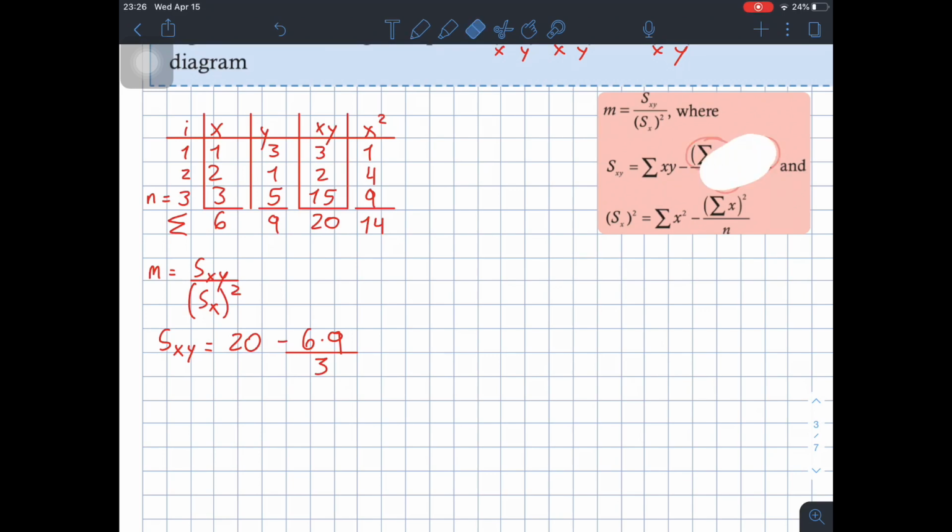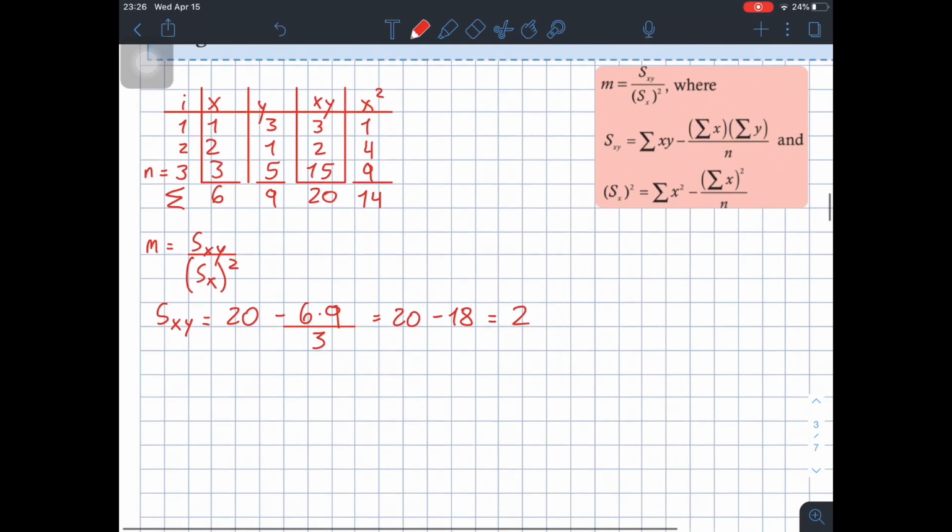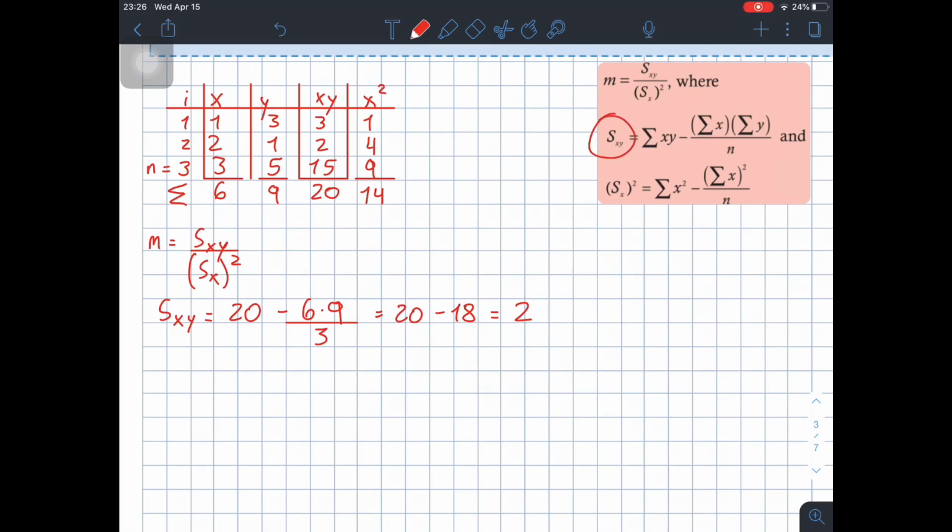Okay? So we calculate the covariance of xy, and I think we can do this without a calculator. This is 20 minus 3 times 9, which is 27. No, 2 times 9, 18. This is 20 minus 18, and this is 2. Okay? So the value of the covariance of xy is 2.